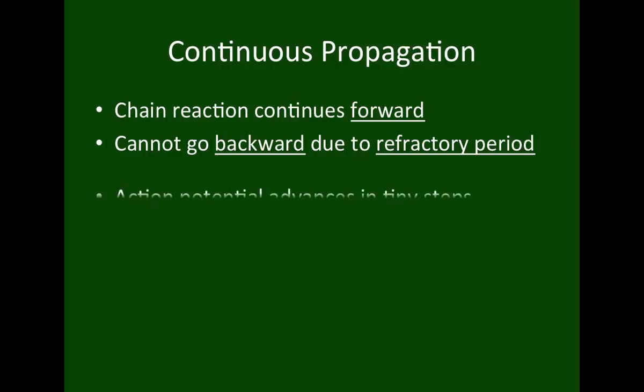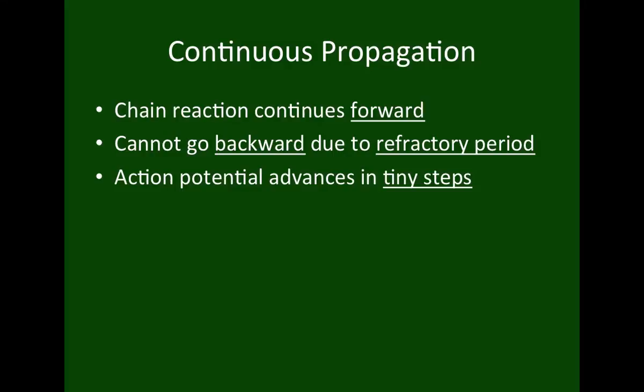So essentially what happens is the action potential advances down the axon in tiny steps. But this process is very, very slow. It's only about 2 miles per hour, which may not sound very slow necessarily, but when we compare it to the other type, it is.